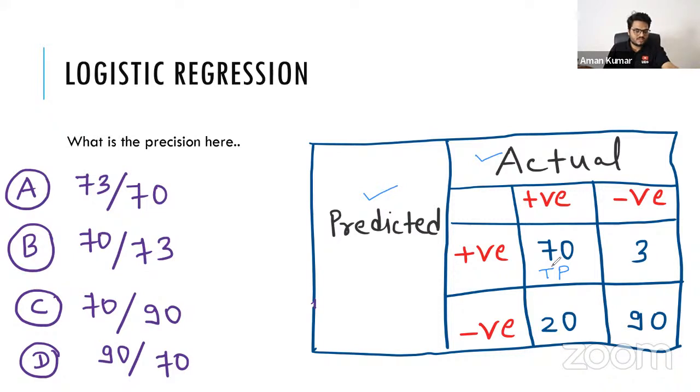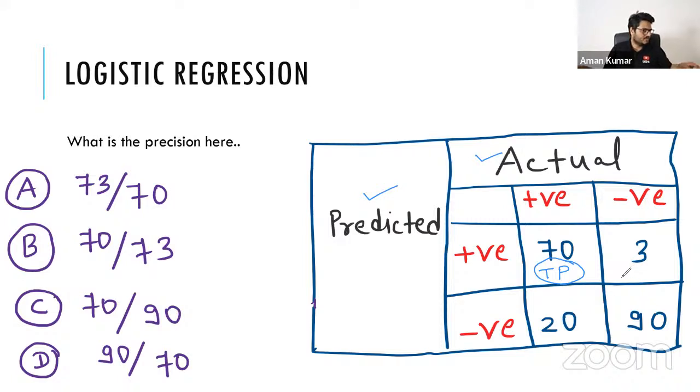Can you tell me, guys, what is the answer? Yes, Tushar is saying this is TP. Yes, this is obviously TP. And what is this 3? This is your FN or FP. Tell me. 3 is your FN or FP. You can tell me the answer.